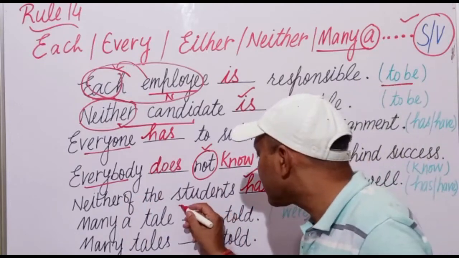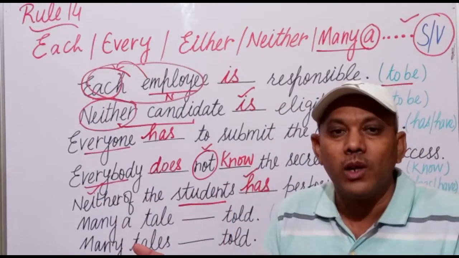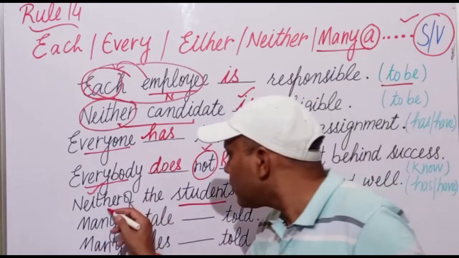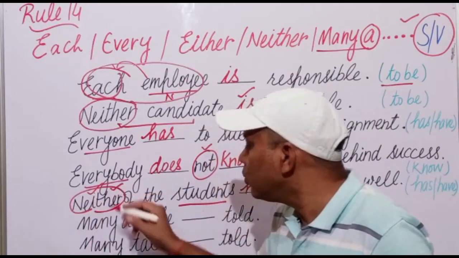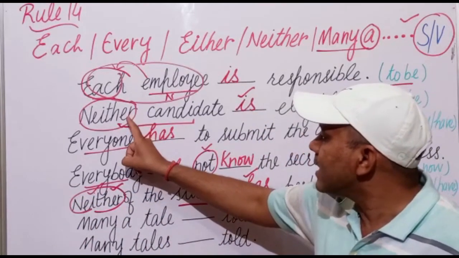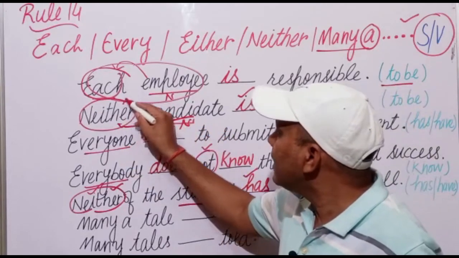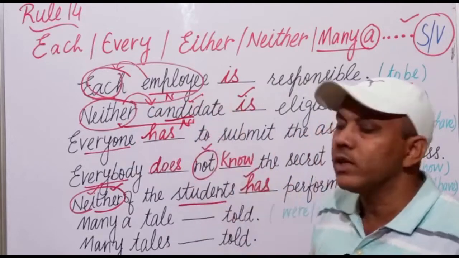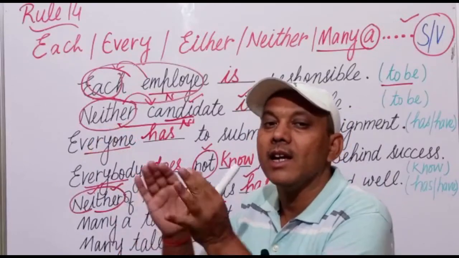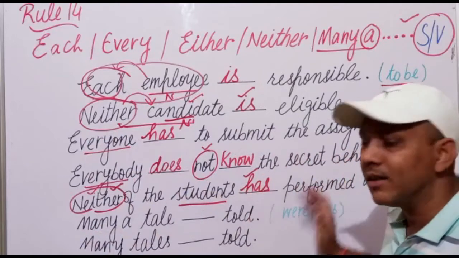There were 2 students and we shall use neither, none of the 2. Neither of the students. Here this word neither, of the 2, is used as a pronoun. While in the above sentence, neither candidate, this is a noun and this neither modifies this noun candidate. So here this word neither is used as an adjective. Neither of the students has performed well.